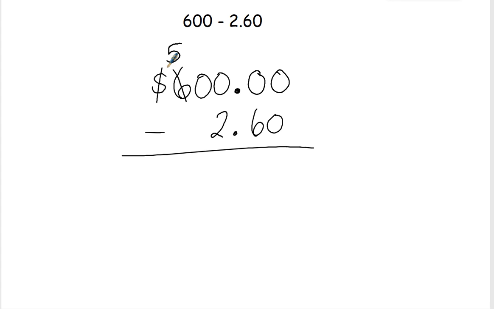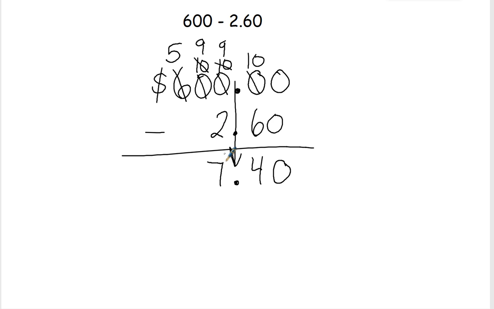That becomes a 5. That would be a 10, which I borrow from it. This becomes a 10, which I have to borrow. And then this becomes a 10. So 0 minus 0 is 0. 10 minus 6 is 4. Decimal place. 9 minus 2 is 7. 9, 5. So the answer is $597.40.